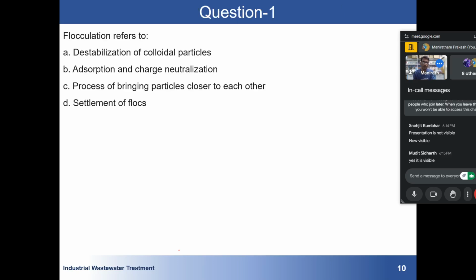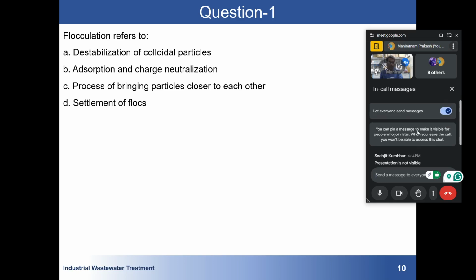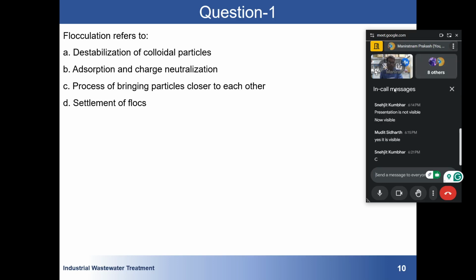Okay, then this is the first question. Flocculation refers to... There are eight people, seven people. I request everyone to please participate. Write in the chat box what the answer will be. The box is open to everyone.